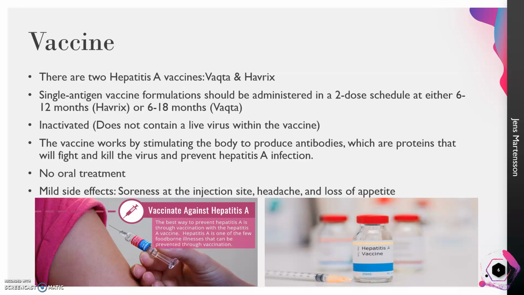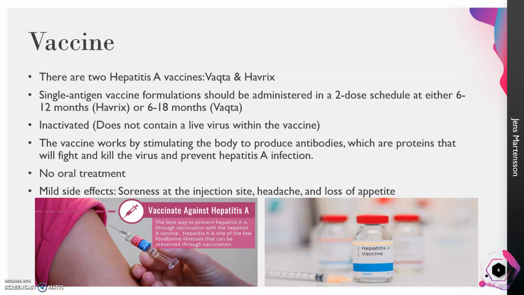Now, there is a prevention for it, which is a vaccine. There are 2 hepatitis A vaccines, the Vaqta and Havrix. Both of them require 2 doses. So depending on the brand, you could get it between 6 to 12 months or 6 to 18 months.